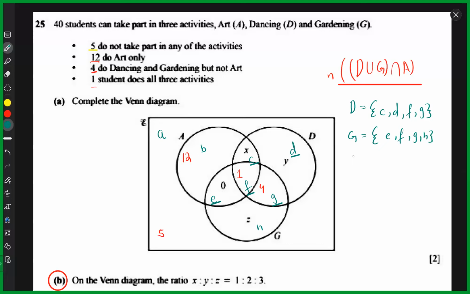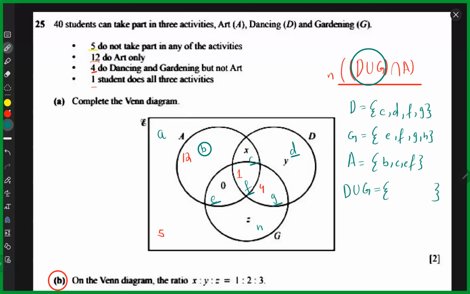Okay. And then lastly, A. A has B, C, E, F. B, C, E, F. I am only talking about the names of the letters because I have just entered those in order to understand the context. So first of all, D union G. It's in brackets. Let's find out the elements I would have in this set. D union G.